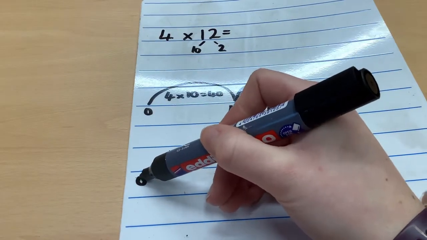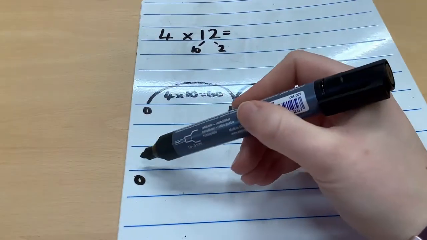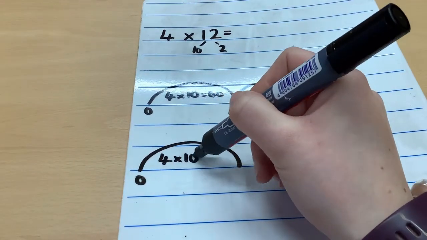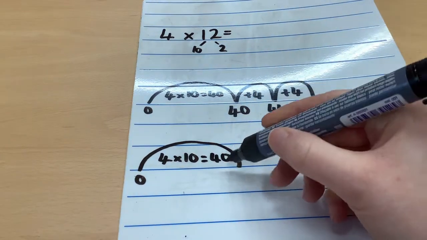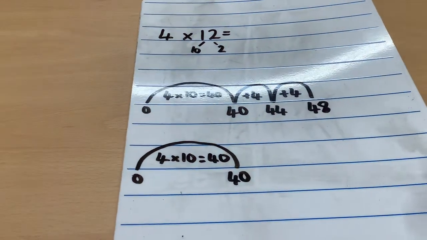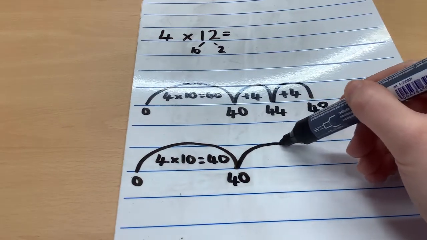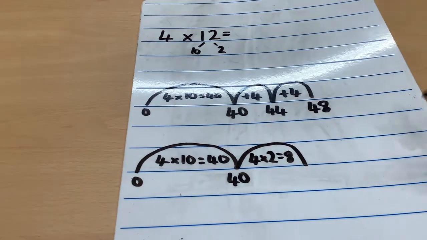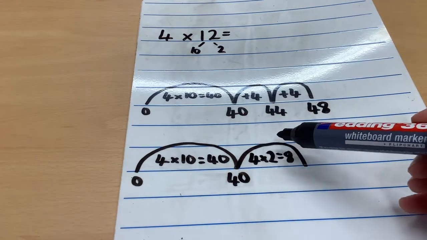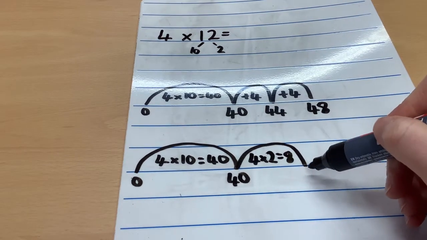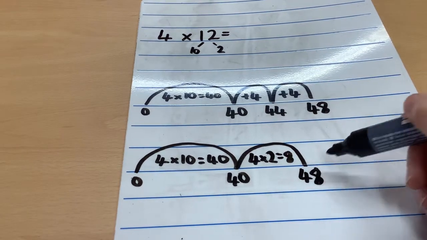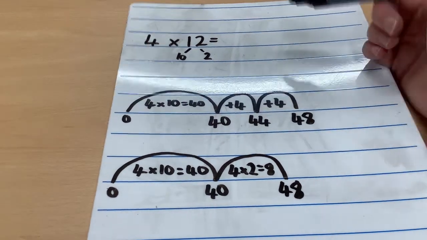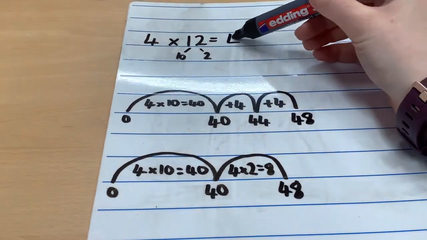The other way to do this is to chunk the 10 and the 2. So again, I'm going to start with my 0 on the left hand side. I'm going to do that big jump of 4 multiplied by 10 equals 40, and I'm going to write the 40 underneath the line, and then I can do a jump of 4 multiplied by 2 equals 8. So I've got 40 here, and I'm doing a jump of 8. So 40 add 8 equals 48. Both times I get the product of 48. So 4 multiplied by 12 is 48.